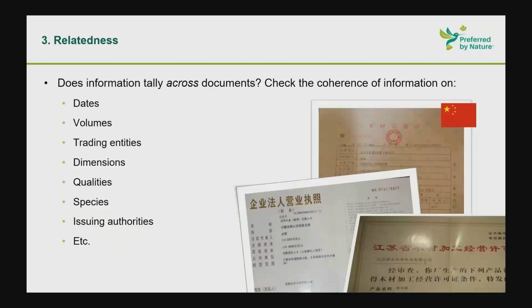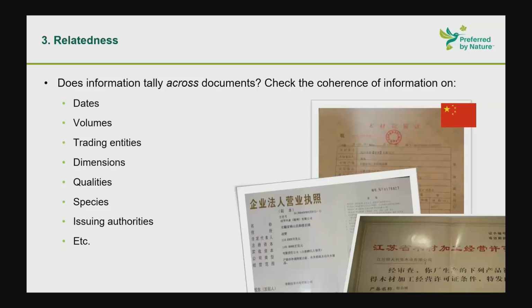Then we have this question of relatedness. The idea, again, is not to do a complete verification on volumes, for instance. It's just to keep an eye on the overall picture and the fact that all the information across your document package should make sense. It should be coherent. So you can keep an eye on major discrepancies in dates, volumes, trading entities, dimension, quality, species, etc. Things should tally across and should make sense overall.